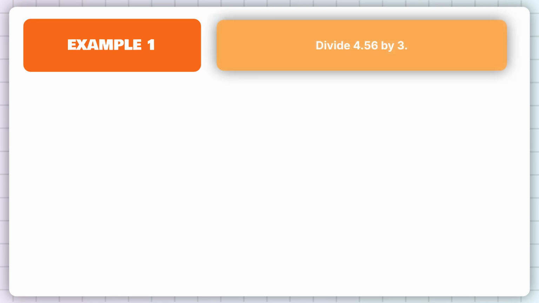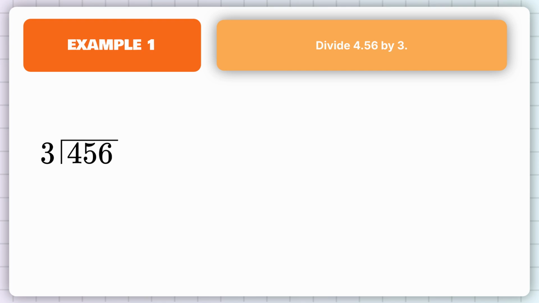Let's dive into some examples to illustrate how to tackle GCSE-level questions on dividing decimals. Let's start with a straightforward example. Divide 4.56 by 3. Start by setting up the division as you would with whole numbers. So now we have 456 divided by 3. Now, perform the division as you would normally.